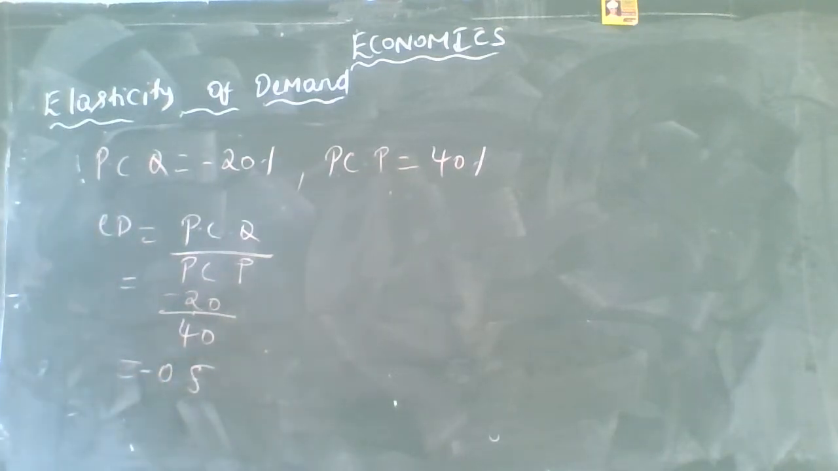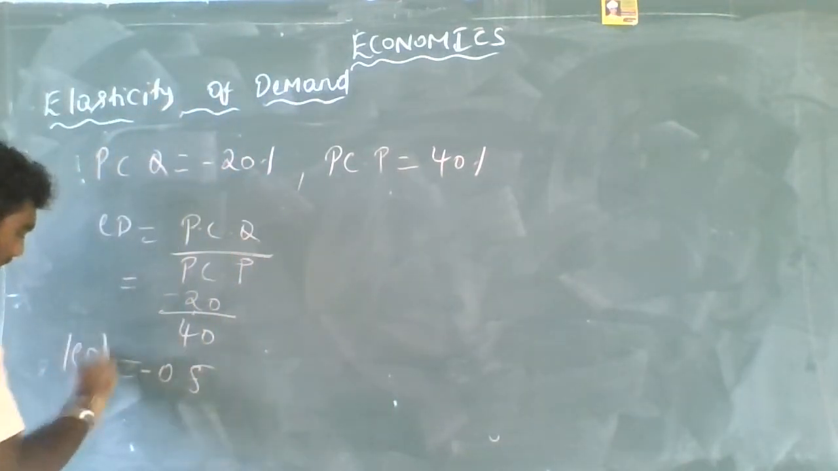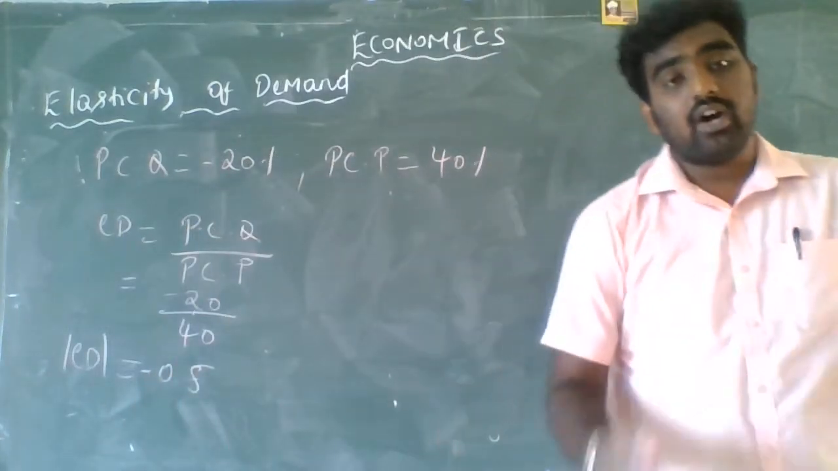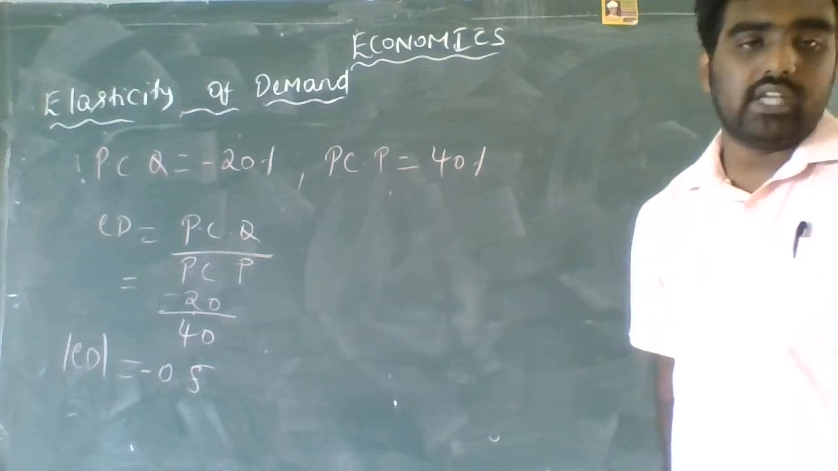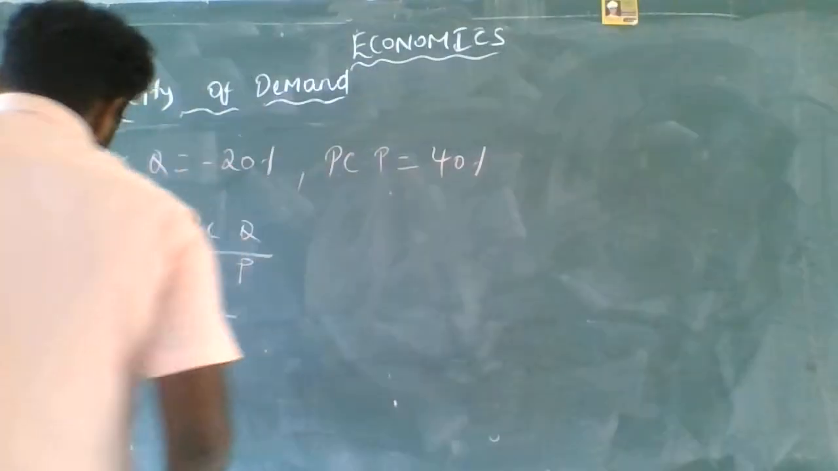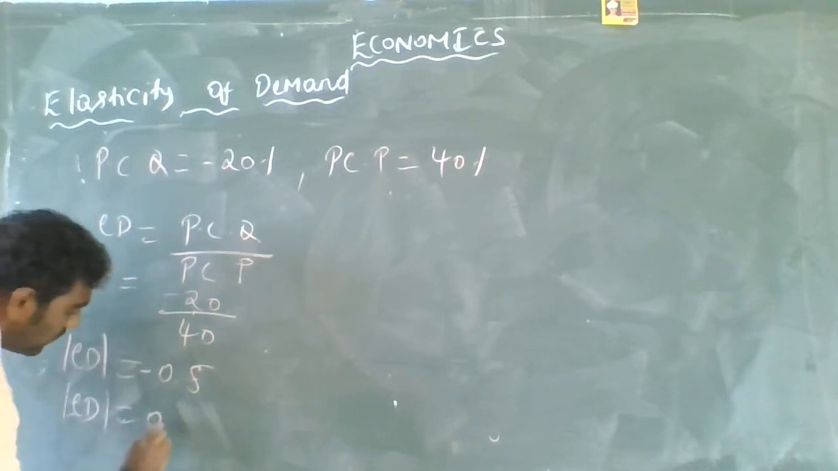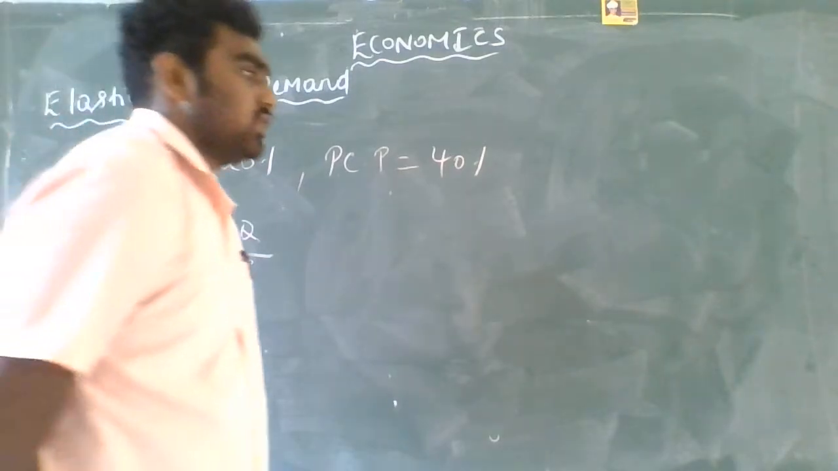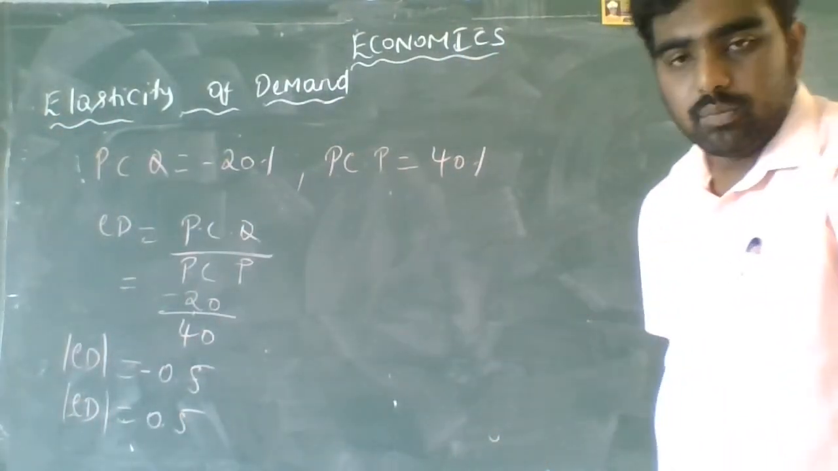So minus 0.5. In all the equations we will use the modulus of elasticity of demand. Why, guys? Because demand and price have a negative relationship, we will always get a negative sign, so we can use the modulus. If you use the modulus, elasticity of demand equals 0.5. Now from here you need to concentrate more, guys.